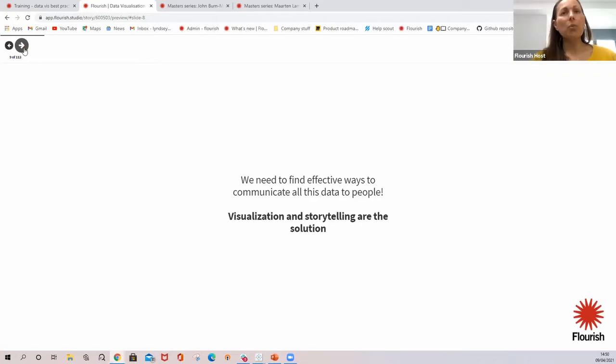We need to find effective ways to communicate all this insight to people, and we found that visual methods of displaying information resonate far more with human beings, and storytelling, so telling a story and taking people step by step through something, really helps them to remember and engage with it. So these are the skills that we're going to explore today.